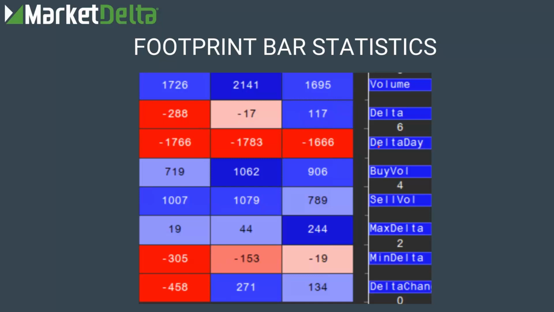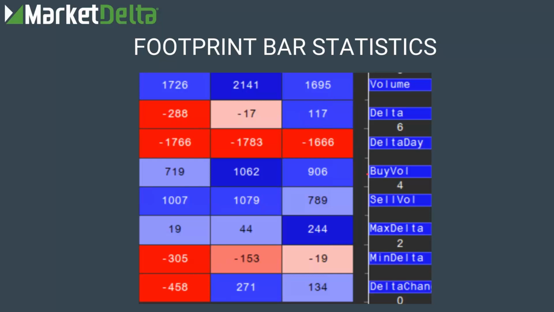Delta day, that's your cumulative delta. All day long, it just adds up the deltas. It's a running total of delta. So it gives you a good idea of the bias of order flow. When it's negative, it tends to be a down day overall. If it's positive, it's probably a positive day. I'm obviously generalizing, but that's a good rule of thumb.